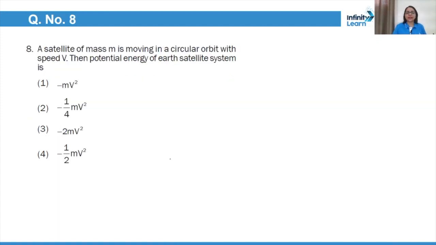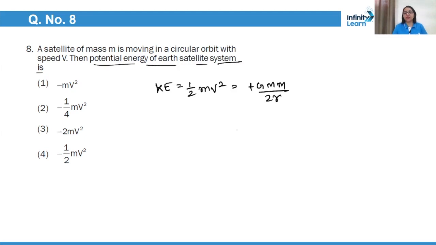Question number 8. A satellite of mass m is moving in a circular orbit with speed v. Then the potential energy of the Earth satellite system is. So kinetic energy, which is half mv square, is plus GMm upon 2r. Fine. Whereas the total energy of a satellite is given as minus GMm upon 2r, and the potential energy of a satellite moving in an orbit of orbital radius r is minus GMm upon r.